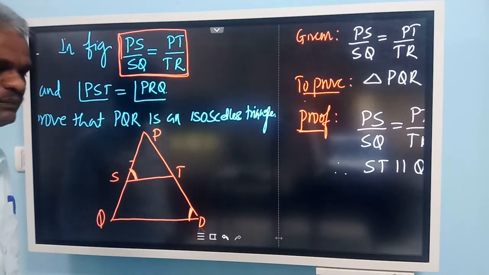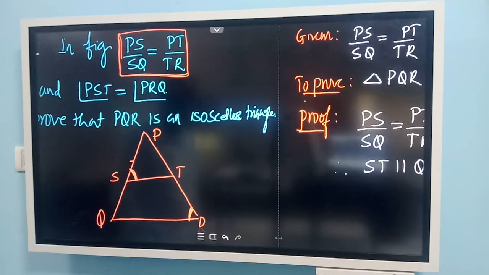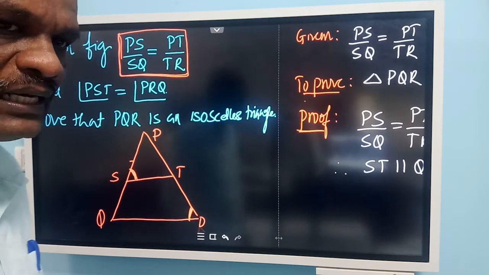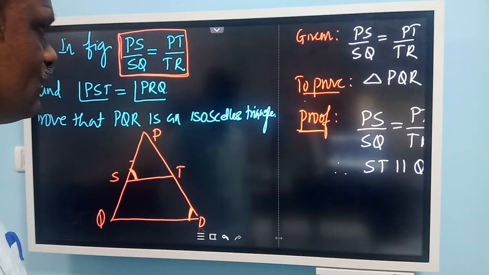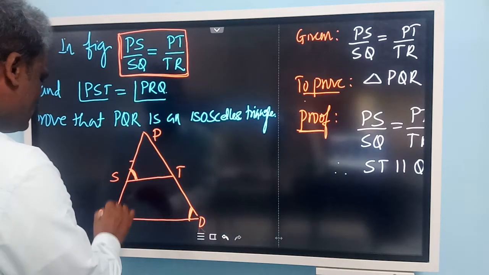Angle PST is equal to PQR. Somebody was telling M and all. Where can you find the M letter? We are not using it here. PST is equal to PQR.